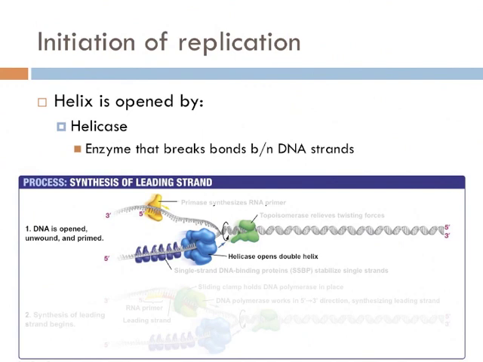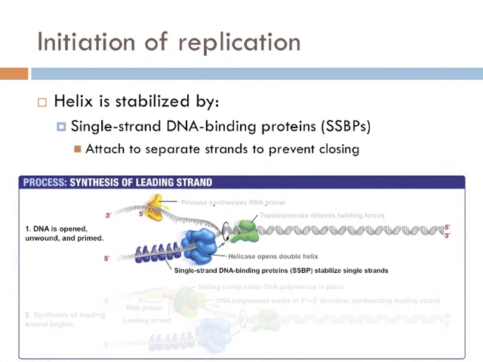DNA begins replication by being opened, unwound, and primed for replication. The DNA double helix is opened by an enzyme known as helicase. This is a specialized enzyme that breaks the bonds between the 2 strands of DNA. The DNA helix is then stabilized. This means that special proteins called single-strand DNA binding proteins attach to the open DNA strands in order to prevent them from automatically rebonding.